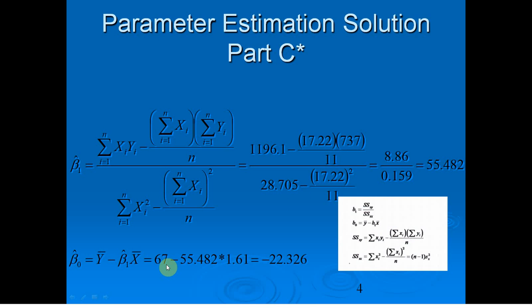And the intercept is given by the formula here, there, and also there. Y bar is 67. B1 hat, the slope of best fit, is 54.482. And x bar is 1.61. Do the numbers, you get minus 22.326.